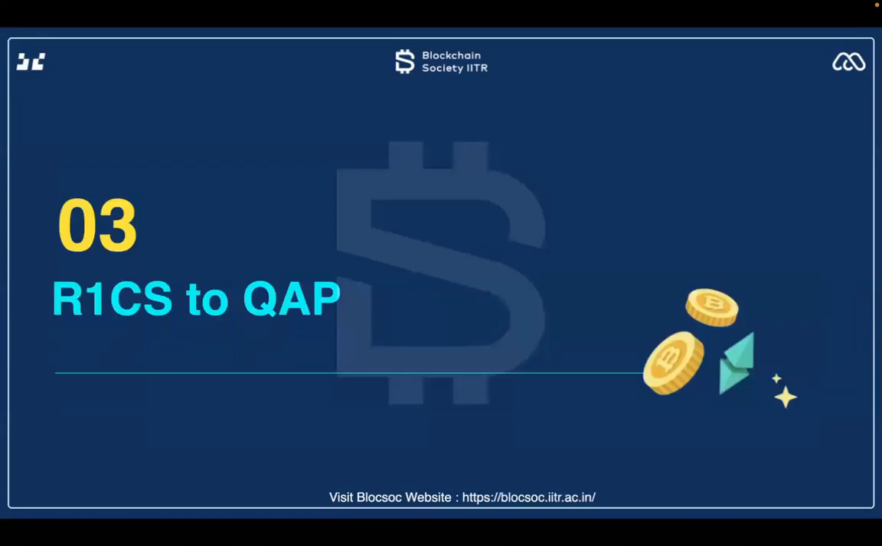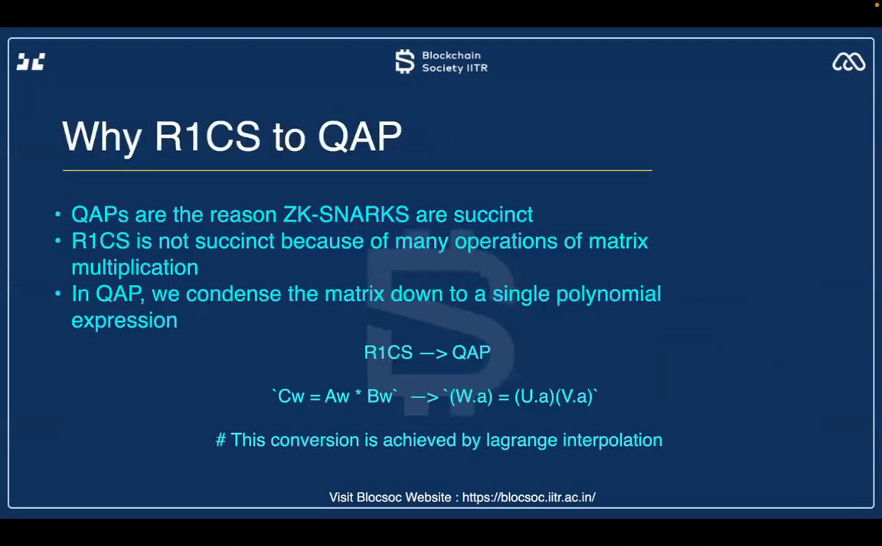So the next step is R1CS to QAP. QAP stands for Quadratic Arithmetic Program. We have transformed our equation to R1CS. Now we need another transformation, that is QAP. So let's talk about the need for this transformation. The proof generated by R1CS is not succinct. We want it to be clear and precise.